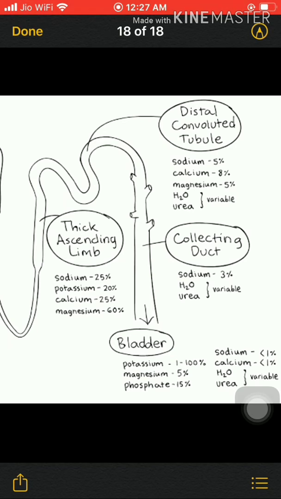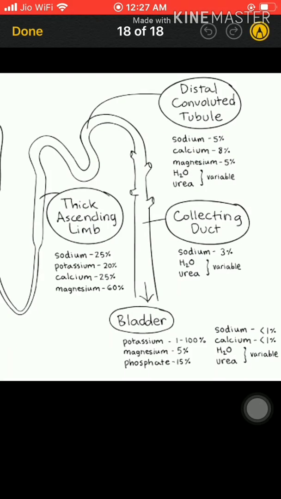Distal convoluted tubule is also thick, and the thick ascending limb is also thick, which are not permeable even for water. This reabsorption is activated with the help of ADH hormone. Here ADH hormone acts on these so that the permeability of these tubules is increased, so we can absorb calcium, magnesium, water and all the things. In collecting duct, depending upon the concentration, the absorption takes place.